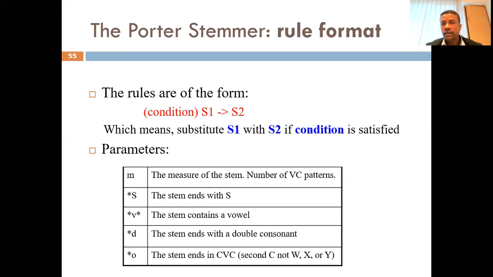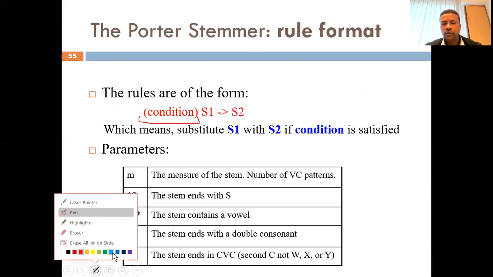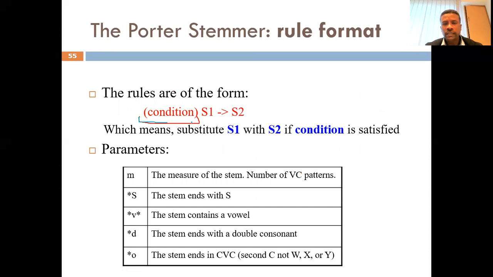So these are the formats of the rule that Porter came up with. If a condition is satisfied, substitute S1 with S2. That's what it says. Now the question is, what are these conditions? The string substitution is very simple, but what are the conditions? Those conditions or parameters will be defined later on. Some of the parameters are these. As I said earlier, M means the number of vowel-consonant patterns that you have.